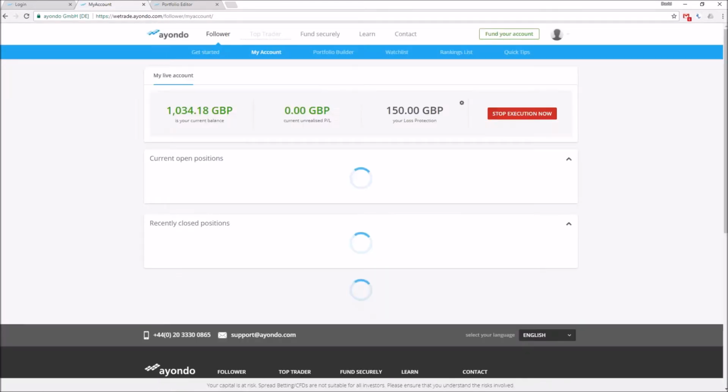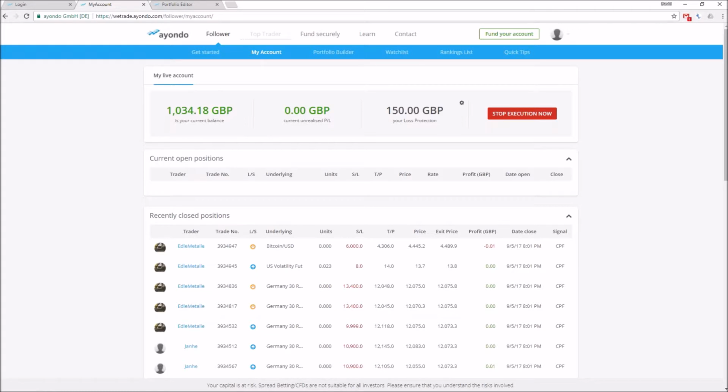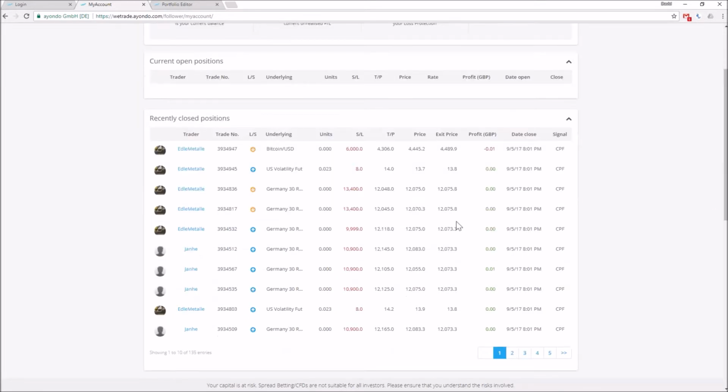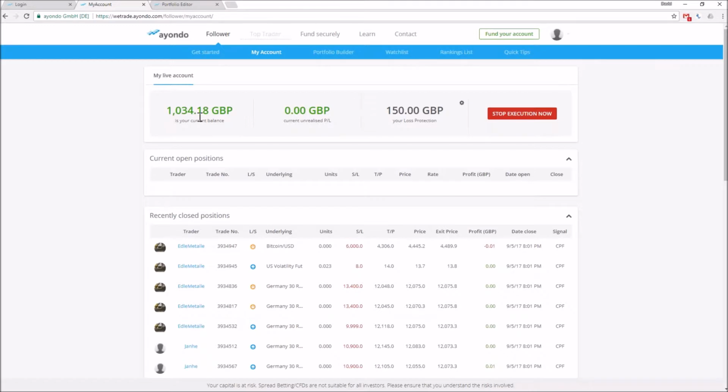So now I've set this up to follow any new trades these people do. So these were all the trades that I closed out when I said just to close all the positions, and we'll walk through these in a second. But now all of those 5 traders I'm following on my account. I've got just over £1,000 in the account. I've got no P&L because no trades have been opened yet, but any trades that these people do will now be followed on my account at the size I've set.